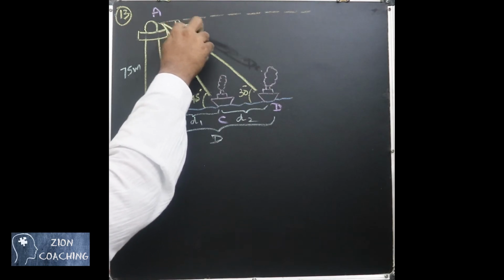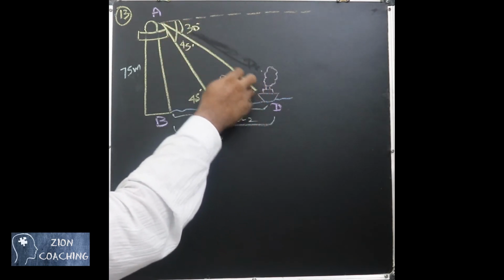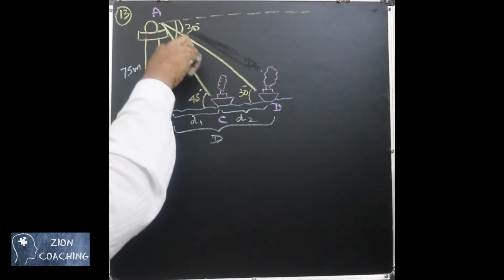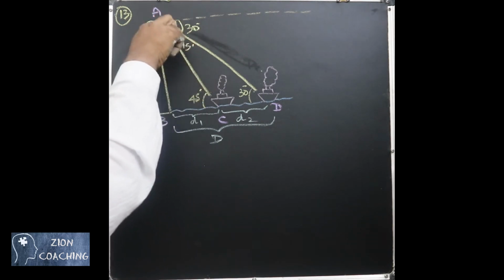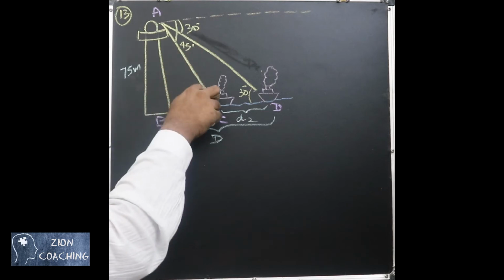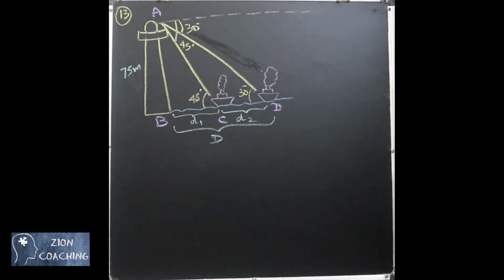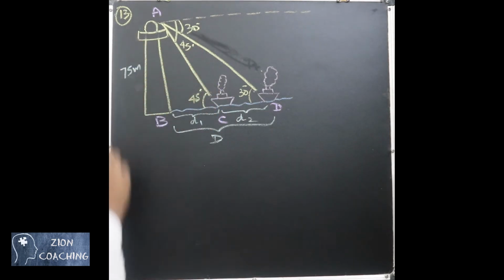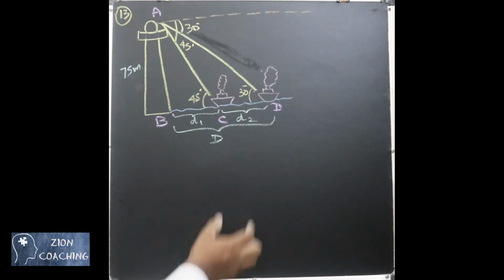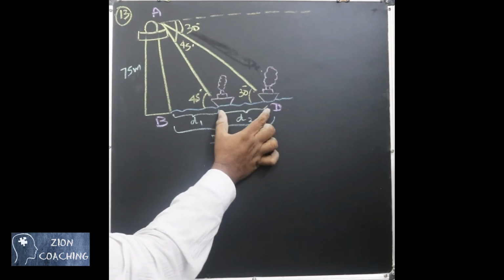Since this angle is 30 degree, we have this angle to be 30 degree. Then the second ship is found to have angle of depression of 45 degree. So then we have this angle to be 45 degree. The height of the lighthouse is 75 meter. They are asking us to find the distance between the two ships.